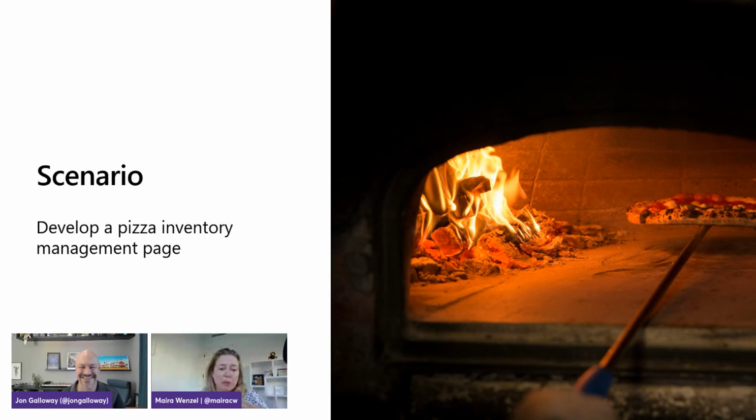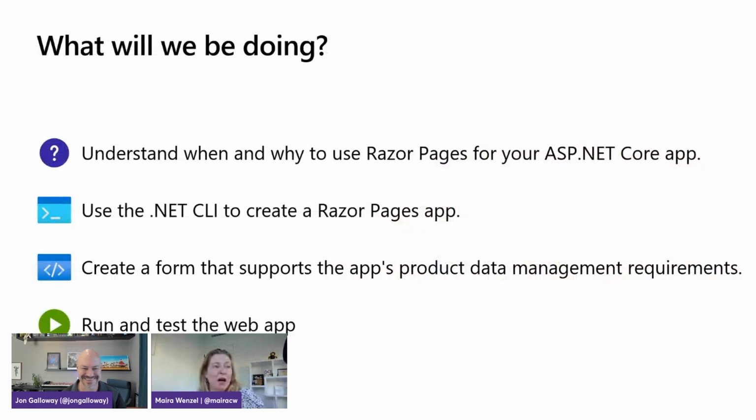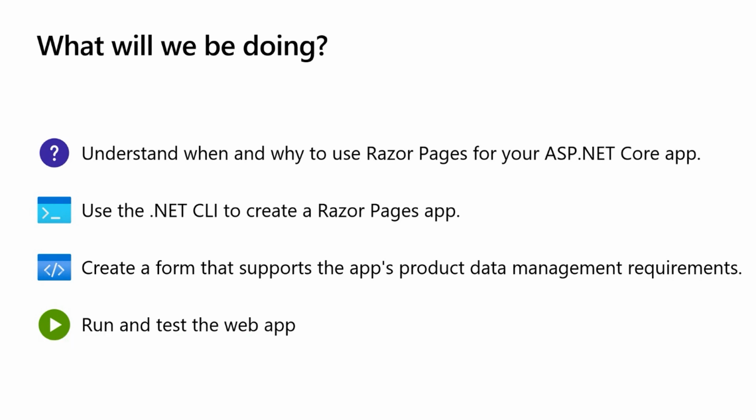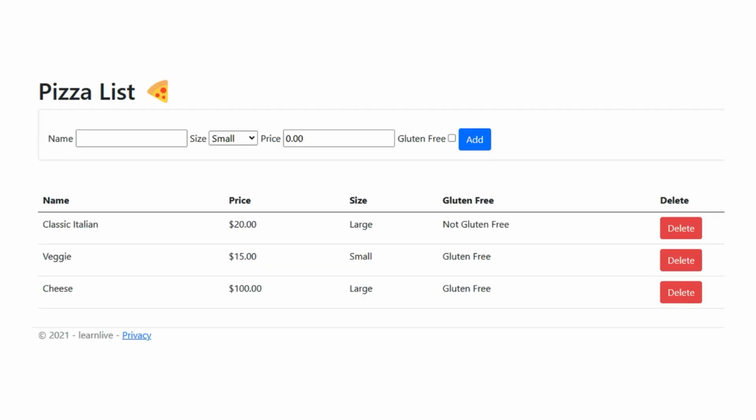And what we're going to be doing today is developing a pizza inventory management page. So who doesn't like pizza? And so we're going to understand when and why to use Razor Pages in your ASP.NET Core app. We're going to use the .NET CLI to create the app using Razor Pages. We're going to create the form that supports the data management requirements, and then we're going to run and test the web app. So this is perfect beginner content for you to learn ASP.NET Core.